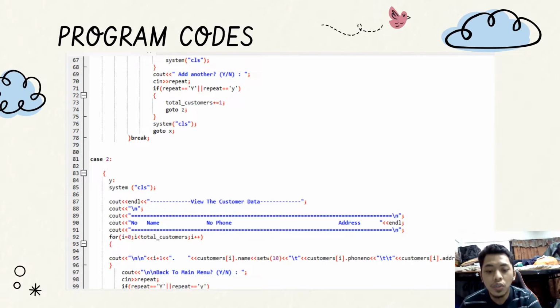So today I want to give a presentation about the program codes which start from case 2. In case 2 we use the multiple way selection, which is switch case, to show the customer data. We use for loops to show the details that we have keyed in before, which are customer name, customer phone number, and then customer address. After that, it will ask if you want to go back to the main menu, yes or no. And we use the if statement so that when the user keys in capital Y or normal y, it will go back to the main menu.